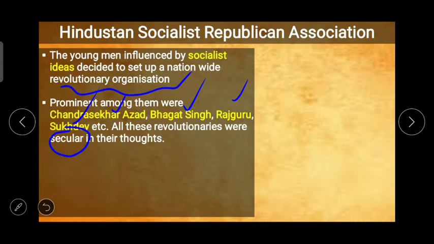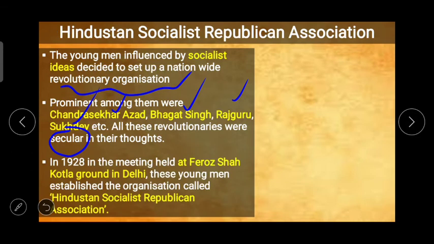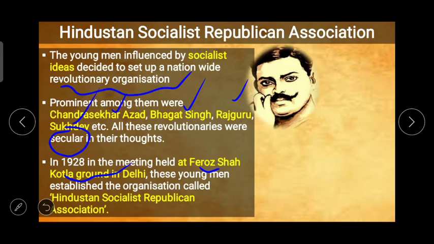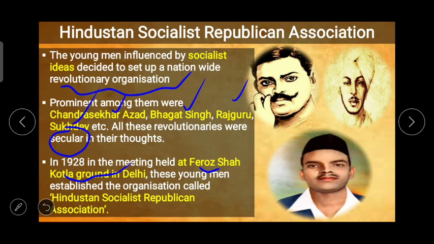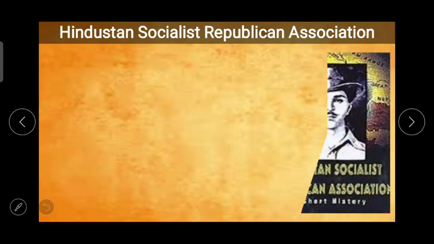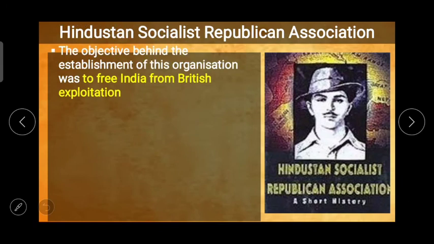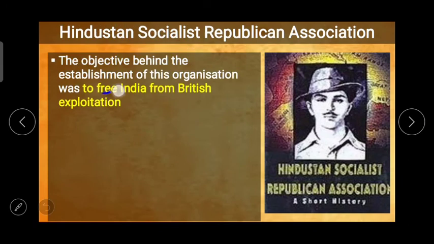And in 1928, in the meeting held at Firoz Shah Kotla ground in Delhi, these young men established the organization called Hindustan Socialist Republican Association. The objective behind the establishment of this organization was to free India from British exploitation and to give justice to the people.